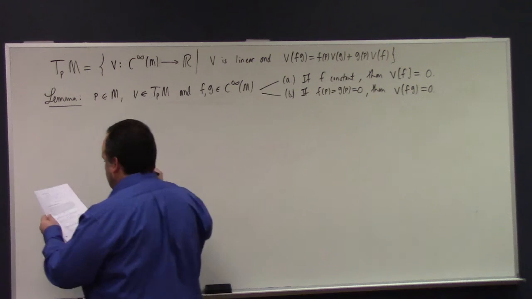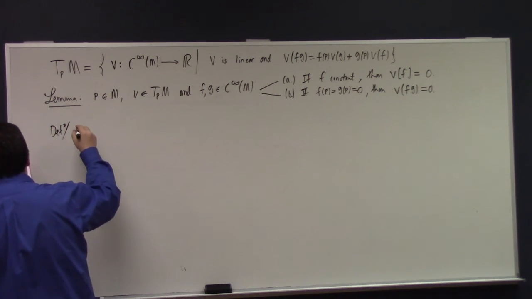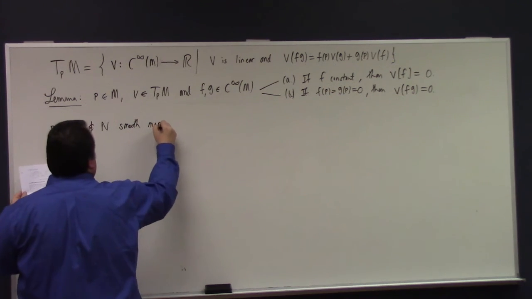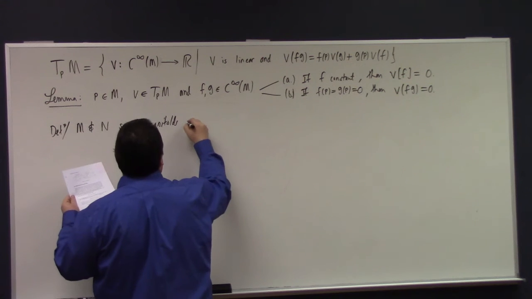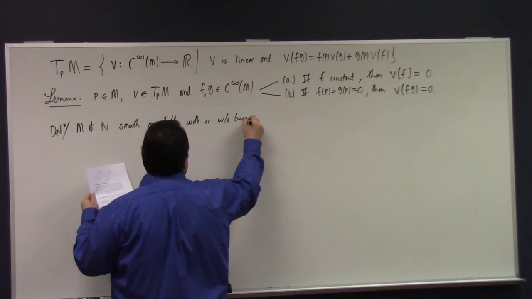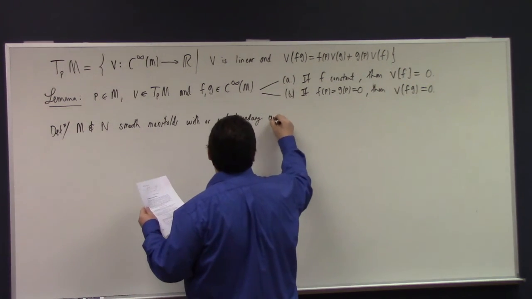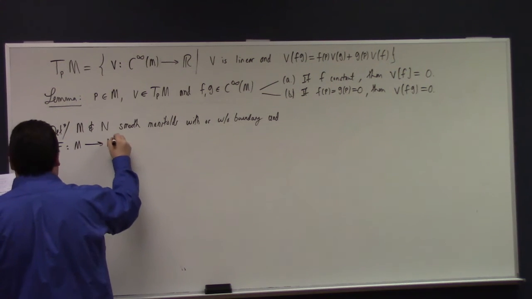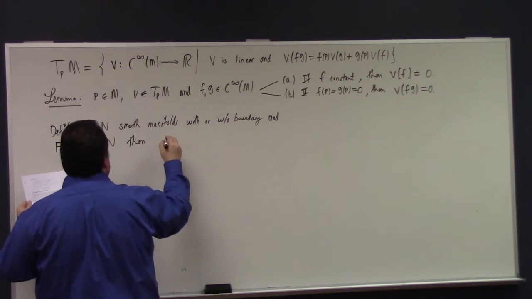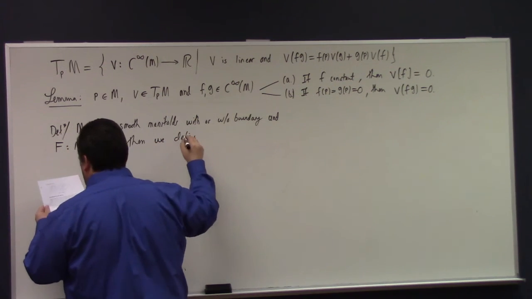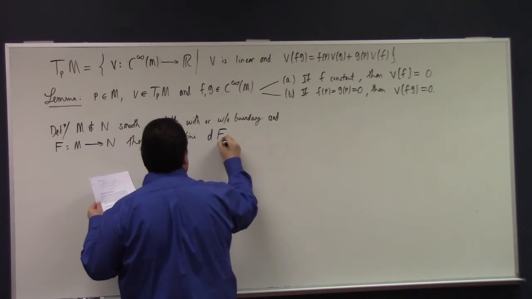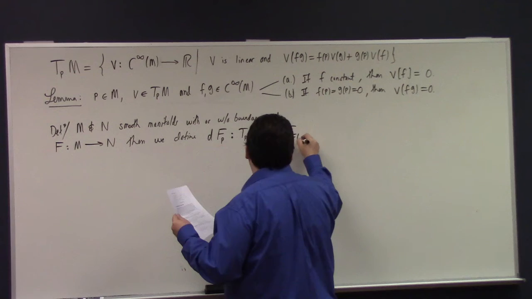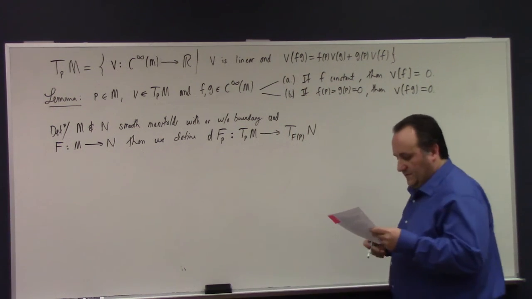Next up, definition. Suppose we have M and N smooth manifolds, with or without boundary, and you've got F, a smooth map from M to N. Then we define dF_p, the differential of F at p, as a mapping from the tangent space at p to M to the tangent space at F(p) to N. This is called the differential of F at p.